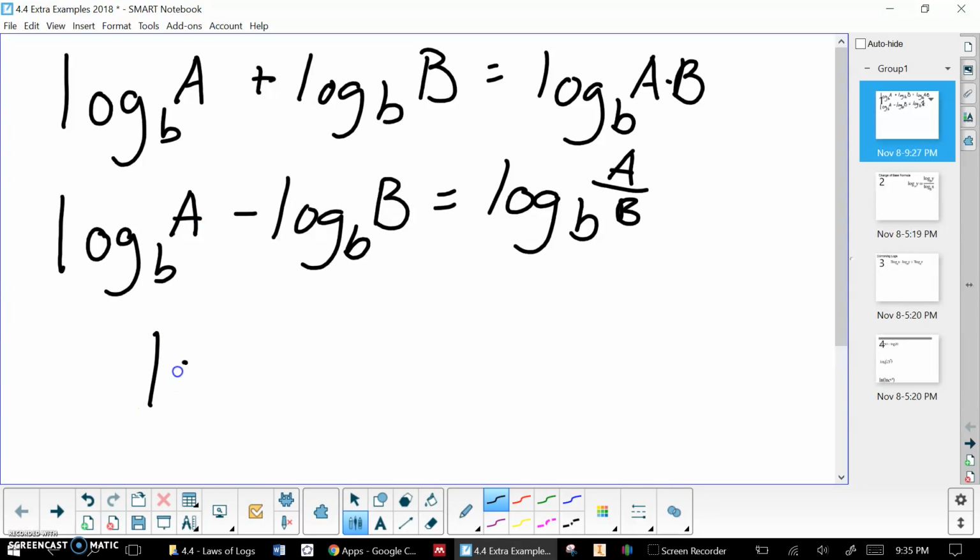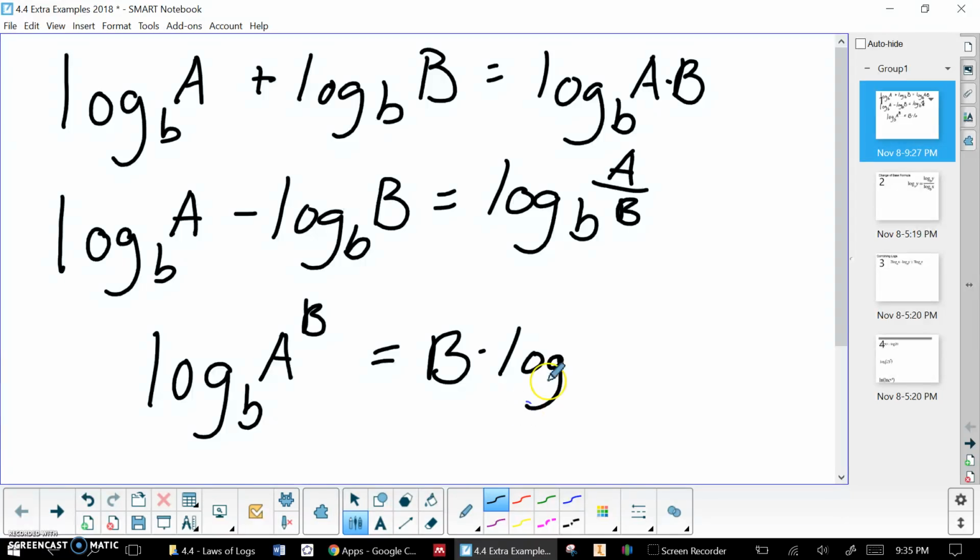And then our last one, and this is probably the most useful one, is if I have log base b of a to the b, what that can turn into is it says I can bring that exponent down and turn it into a multiple, b times log base b of a. That's really the one we're going to use a lot. That's one of the really more powerful things about logarithms. And so you'll see that one used in a couple of these other examples that we're going to do.